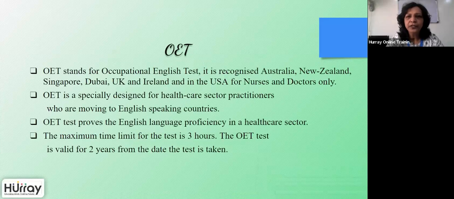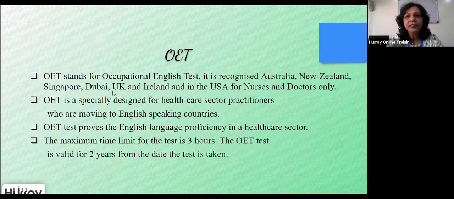OET stands for Occupational English Test, as we have already seen. It is recognized in different countries like Australia, New Zealand, Singapore, Dubai, UK, and Ireland. And for the last 3 years after the COVID-19 situation, it is also accepted in USA, but for nurses and doctors only. OET is a specially designed test for healthcare sector practitioners, which would include 12 professionals, which we'll see in the next slides.